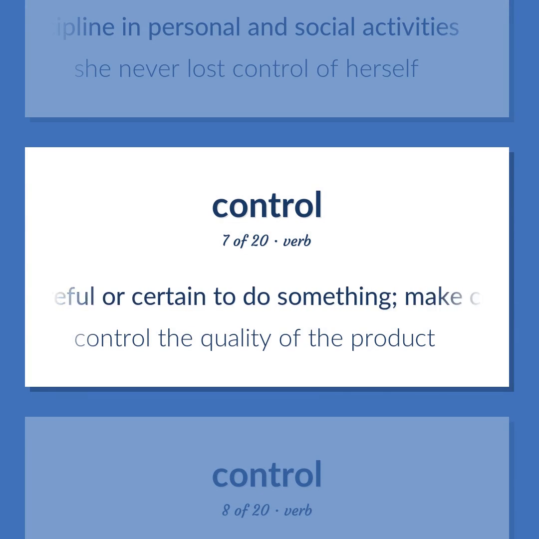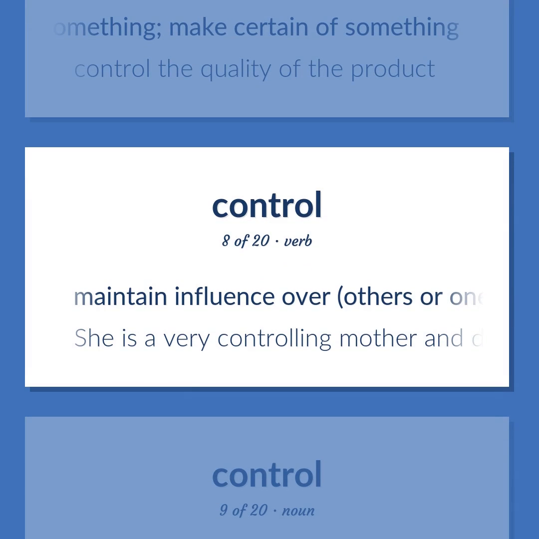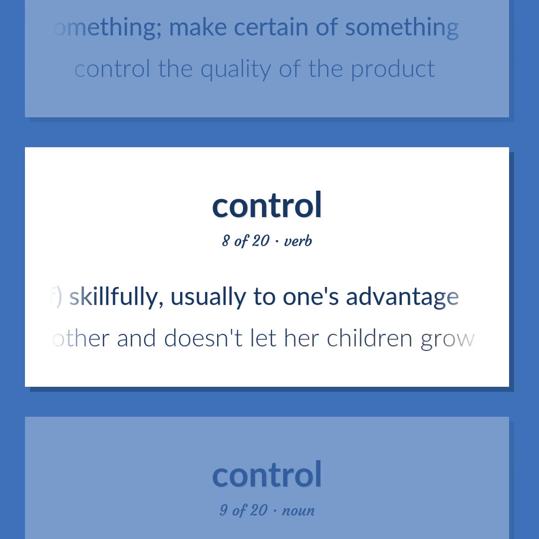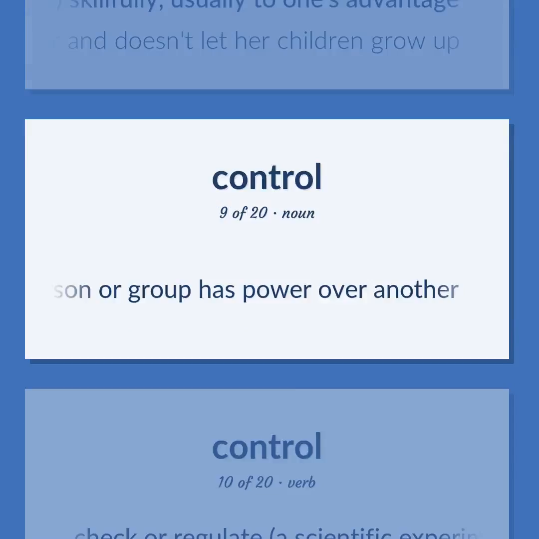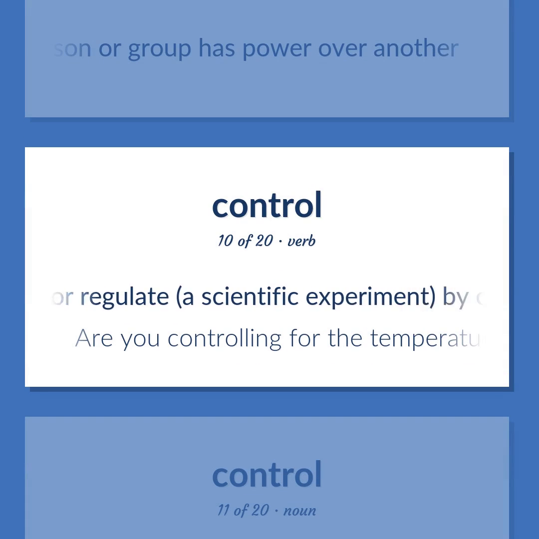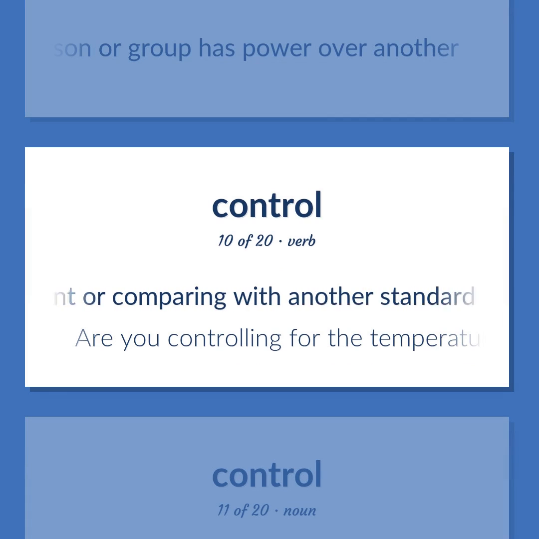Be careful or certain to do something. Make certain of something. Control the quality of the product. Maintain influence over others or oneself, skillfully, usually to one's advantage. She is a very controlling mother and doesn't let her children grow up. The state that exists when one person or group has power over another. Check or regulate a scientific experiment, by conducting a parallel experiment or comparing with another standard. Are you controlling for the temperature?